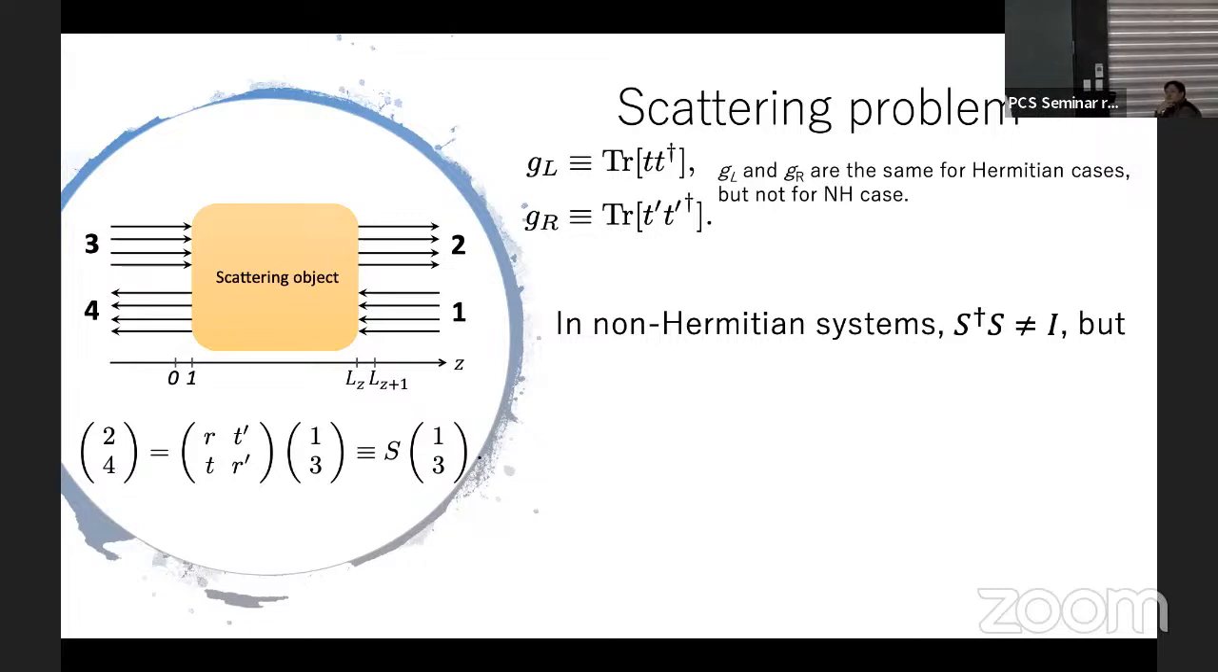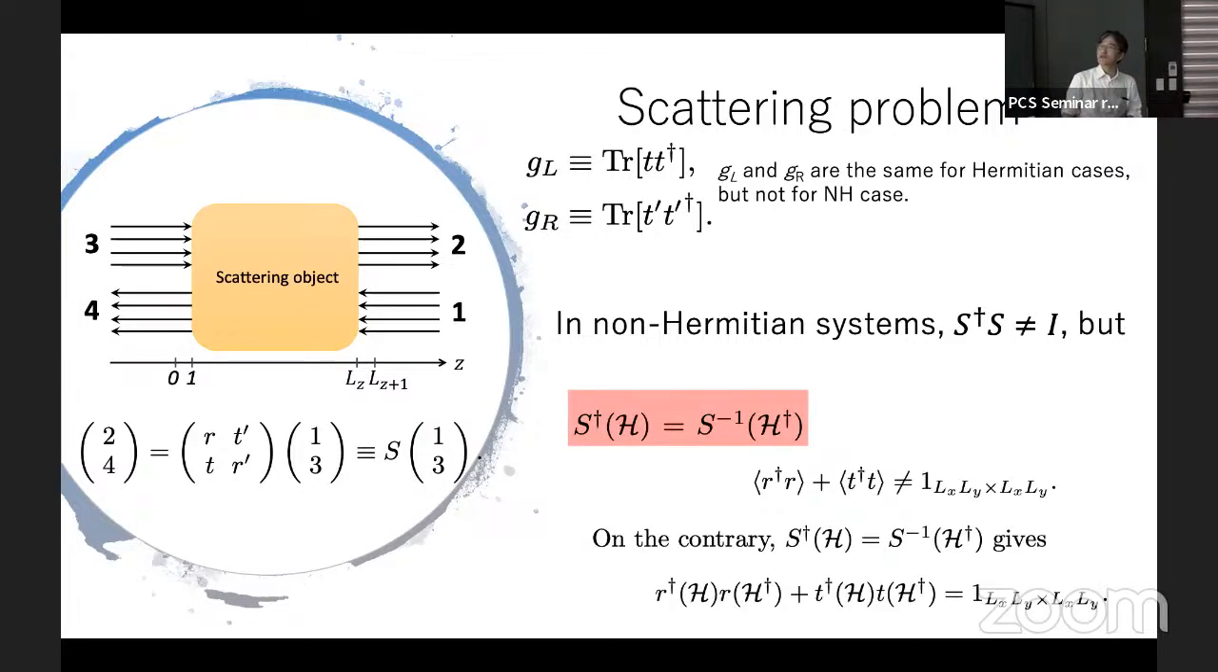Here, the current comes in from 1 and 3 and goes out from 2 and 4. So channels 1 and 3 are related to 2 and 4 by the S matrix. And this S matrix is unitary in the Hermitian case, but it's not unitary in the non-Hermitian system. But fortunately, S dagger of H is equal to S inverse of, not H, but H dagger.